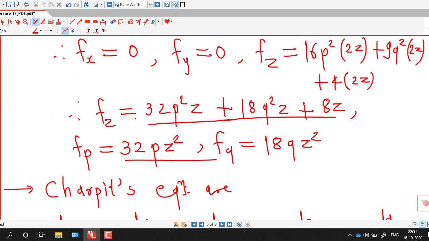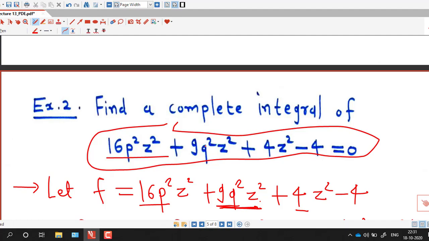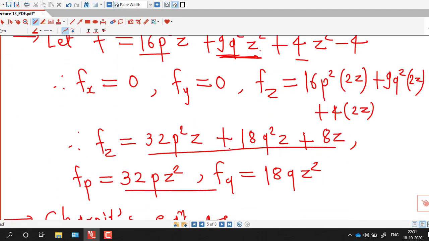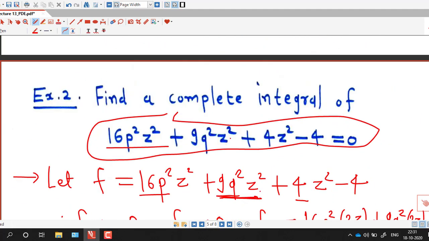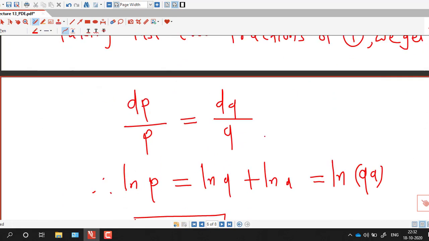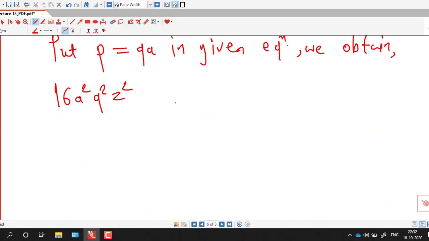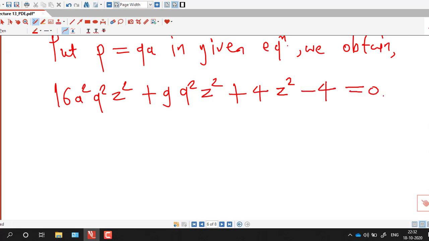First term, if you put p equal to qa. Similarly, 9 q square a square z square is as it is. There is a p in the first term only, so we have to put p equal to qa and keep the remaining terms as they are. So 9 q square z square plus 4 z square minus 4 equal to 0.